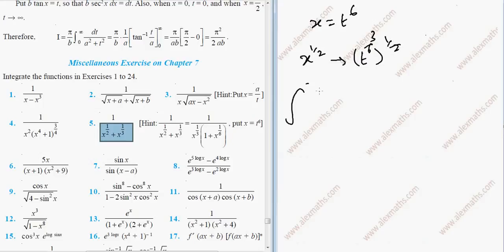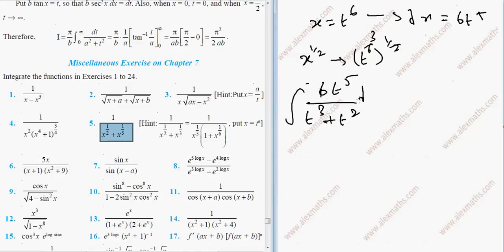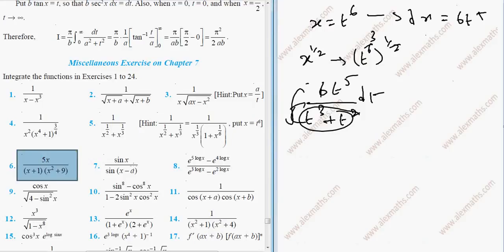So the entire term will become 1 by t cube plus t square, and from this if I find dx, it is going to be 6t power 5. So 6t power 5 dt. Now take t square common, cancel, then after that if power is higher, do long division and complete the integration and replace the t. This is a partial fraction bx plus c rule. Here you take this as t, then replace the x and expand and individually divide. This one we should know how to rearrange.